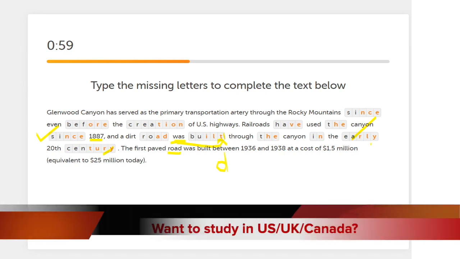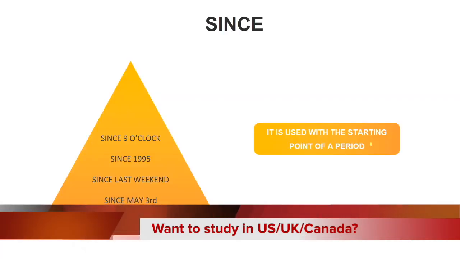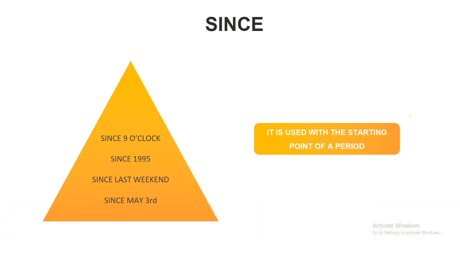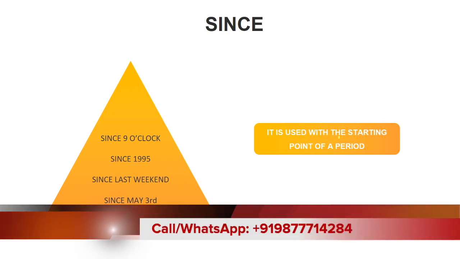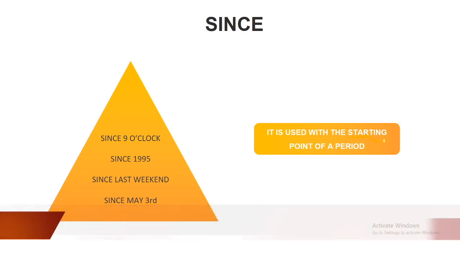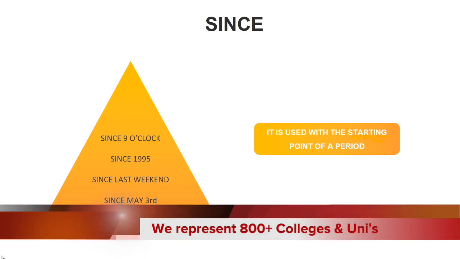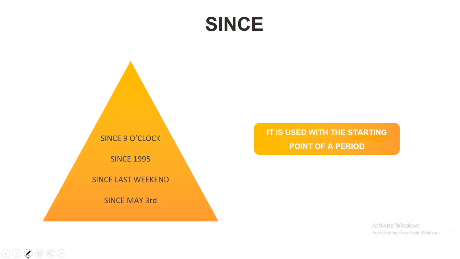Okay, now let's differentiate between since and for. So since is used with the starting point. जब भी किसी चीज़ का स्टार्टिंग पॉइंट हमें बताया गया हो, whenever we know the starting point of something, then we use since before that. So, starting point of a period. Let's have a look at the examples.